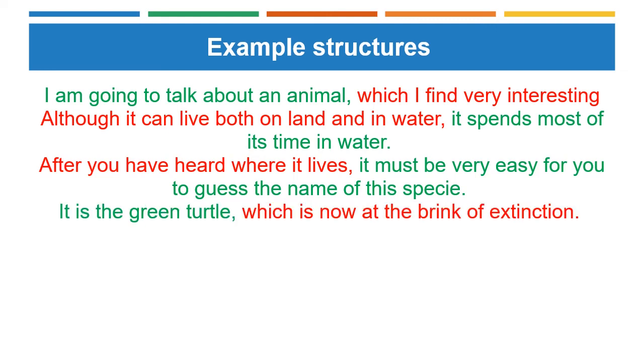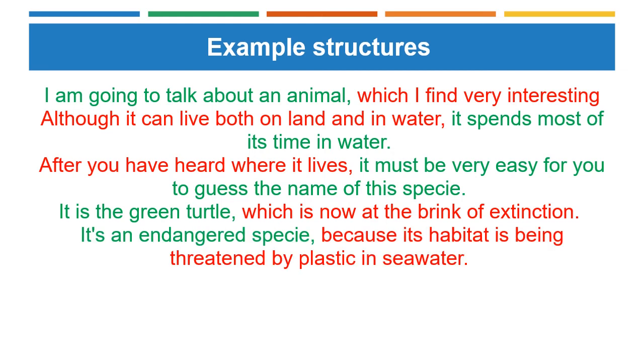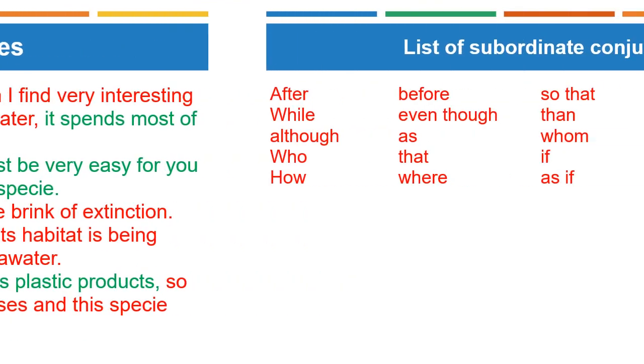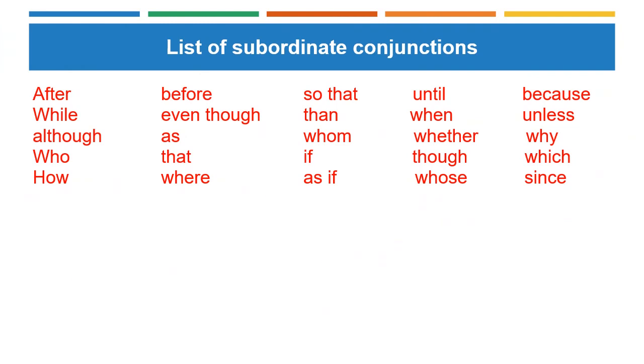species. It is the green turtle, which is now at the brink of extinction. It is an endangered species because its habitat is being threatened by plastic in seawater. I hope the world will soon start using less plastic products so that the green turtle population increases and this species survives. The words written in green in this paragraph form independent clauses, while those in red and starting from subordinators form dependent clauses. So now you know how to make complex sentences.